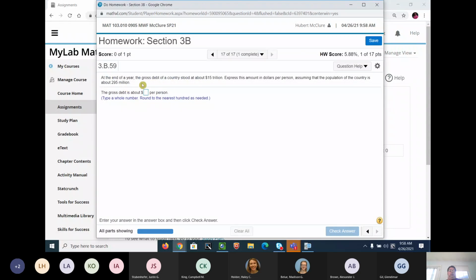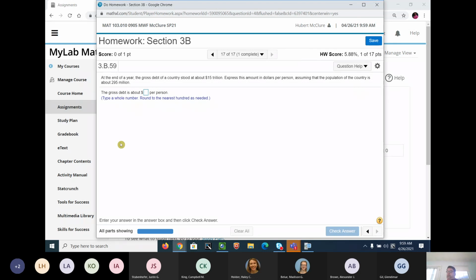At the end of the year, the gross debt of a country stood at about 15 trillion. Express this amount in dollars per person. Assume that the population of the country is about 295 million. So you're going to take the debt and divide it by the population. So go ahead and do that. I'm going to let y'all do this one. I'm going to write it out so you can see what it looks like.